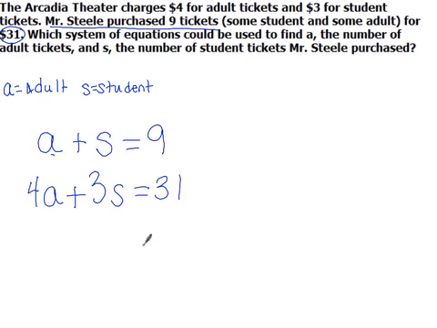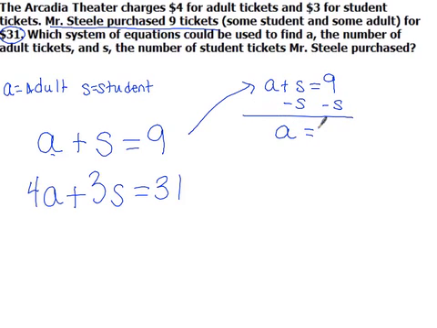Now you have a choice. How am I going to solve this? Well, when I look at a problem like this and I don't see a coefficient here or here, it makes sense for me to go ahead and maybe solve this for either A or S and substitute it in for the A or the S here. So what I'm going to do is I'm going to take this up here and solve it for A. So I have this equation, A plus S equals 9. If I solve it for A, I'd subtract the S from both sides. A is going to equal, now remember, these are not like terms, so it's 9 minus S.